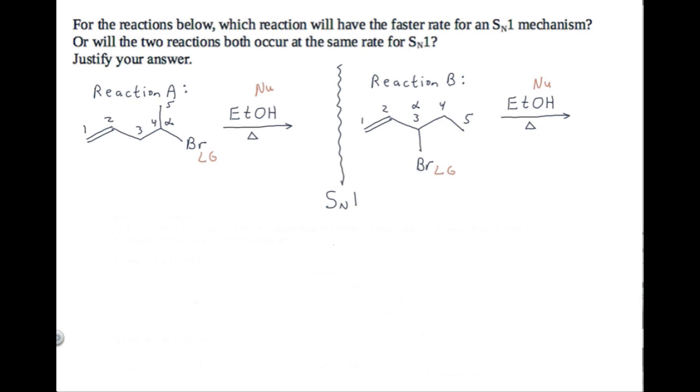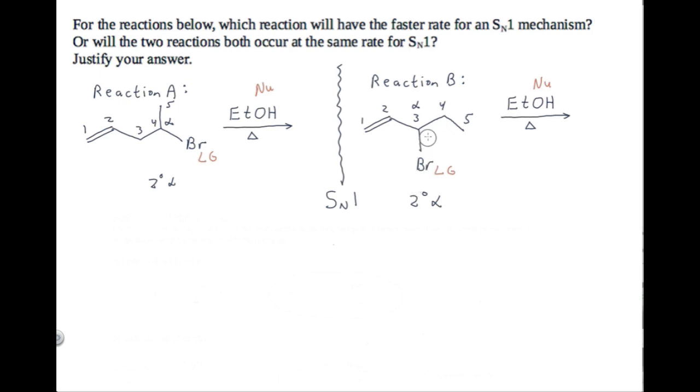Well, we'll start by checking for primary, secondary, or tertiary. Carbon 4 is a secondary alpha carbon because it's attached to 2 carbon chains. But carbon 3 is also a secondary alpha carbon because carbon 3 is also attached to 2 carbon chains. Well, that doesn't help us because remember we're trying to find some way in which these compounds are different. They both have alpha carbons that are secondary, so that's not a difference between them. So how are the alpha carbons different?